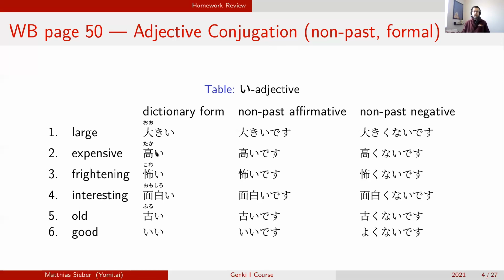So for expensive, we have takai, takai desu, takakunai desu. Frightening, kowai, kowai desu, kowakunai desu. Cute, kawaii, kawaii desu, kawakunai desu. Interesting, omoshiroi, omoshiroi desu, omoshirokunai desu. Old, furui, furui desu, furukunai desu. And good, which is irregular because it really comes from yoi, right? So we have ii and ii desu, but for anything else, we use the other dictionary form yoi. So that means that we have in the non-past negative yokunai desu.